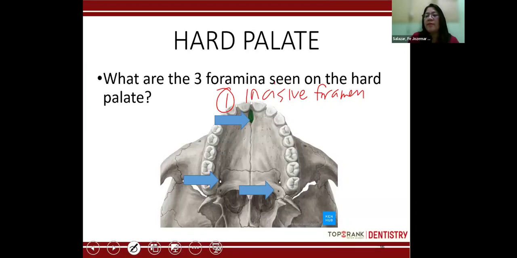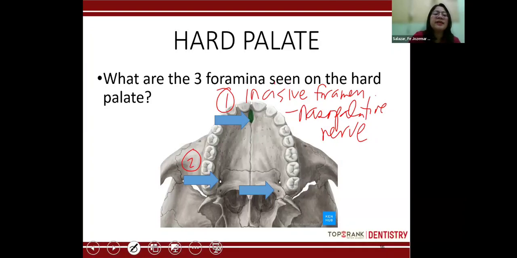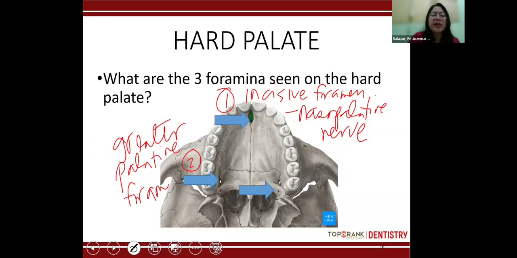The incisive foramen is for the nasopalatine nerve. Okay, so we will be discussing the nasopalatine nerve in the cranial nerves. Okay, and how about number 2? Ano yan? Anong foramen yan? Si number 2. Very good. That's your greater palatine foramen, which serves as an exit for the greater palatine nerve and blood vessels.